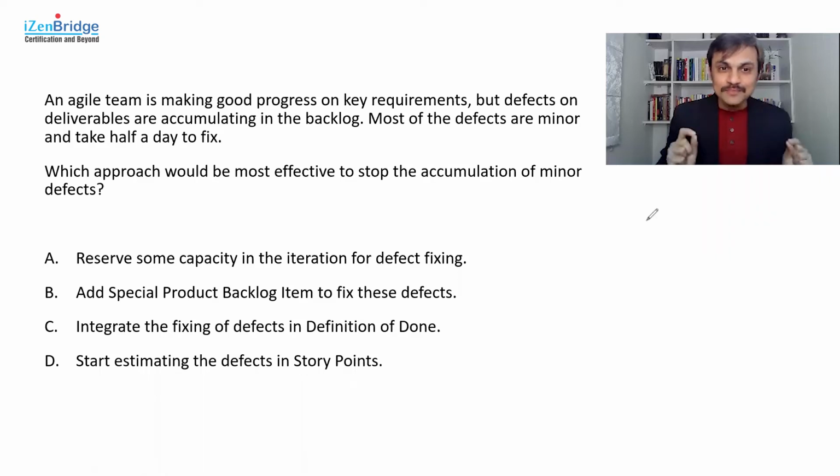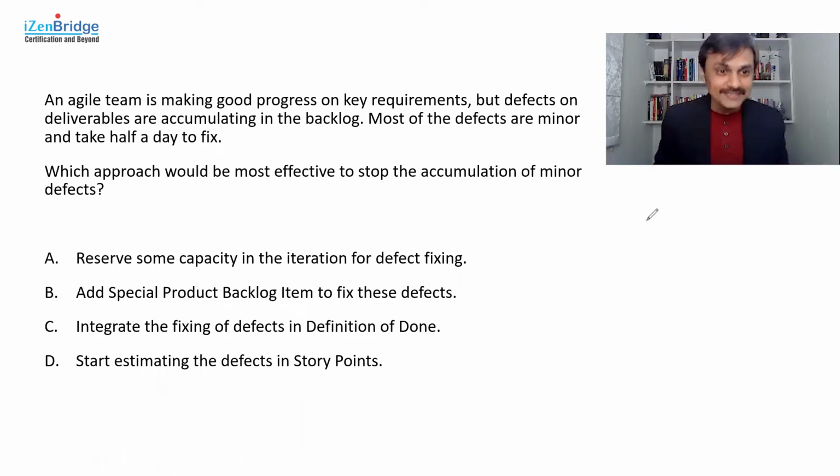An agile team is making good progress on key requirements, but defects on the deliverables are accumulating in the backlog. Most of the defects are minor and take half a day to fix. Which approach would be most effective to stop the accumulation of minor defects?